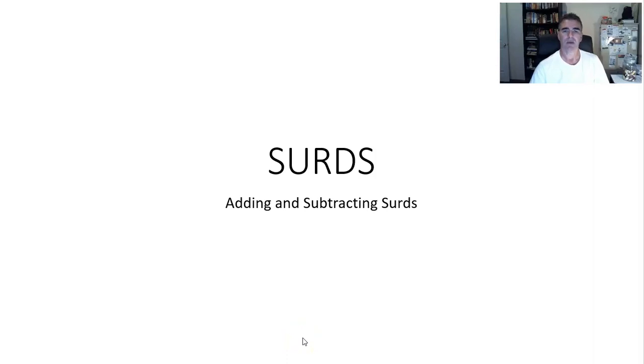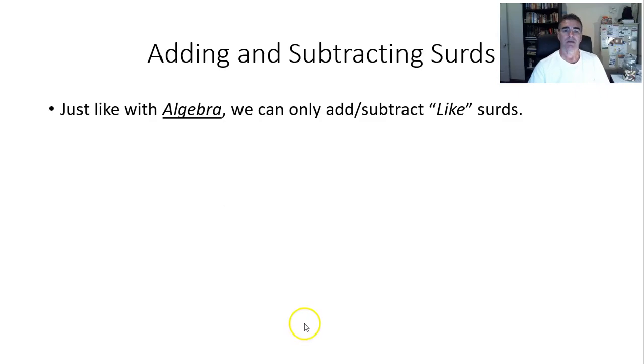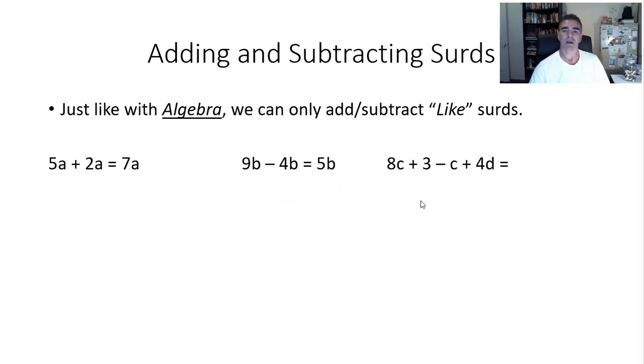Today we're going to have a look at adding and subtracting surds. Just like with algebra, we can only add or subtract like surds. So let's practice some algebra first. Remember, 5a plus 2a is 7a. 9b minus 4b is 5b. And a slightly more complicated one, 8c plus 3 minus c plus 4d.